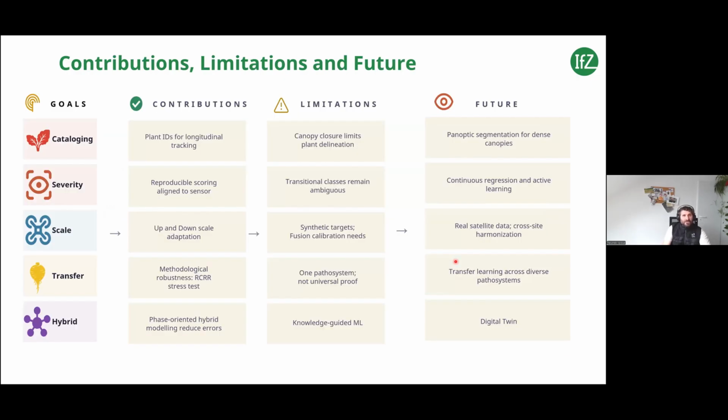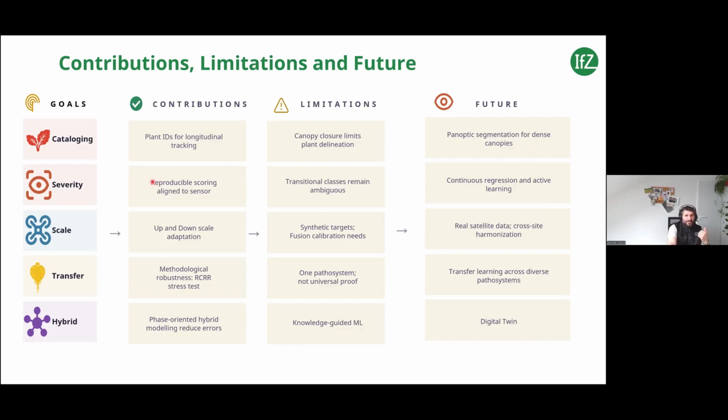And to close, I summarize here the dissertation in these 5 goals, each with a clear contribution. Also, I show the boundaries, because there are always boundaries, and what we can do in the future. First of all, about the cataloging, we established a plant ID for longitudinal tracking, moving from pixel to an established biological unit. The boundary here is the canopy cluster, where the limitation becomes really hard. When the leaves touch together, it's a problem to separate them. The next step is to try maybe some temporal instance segmentation for dense canopy.